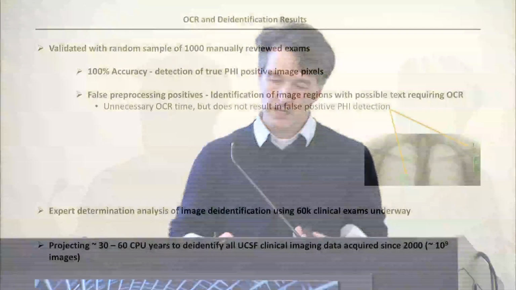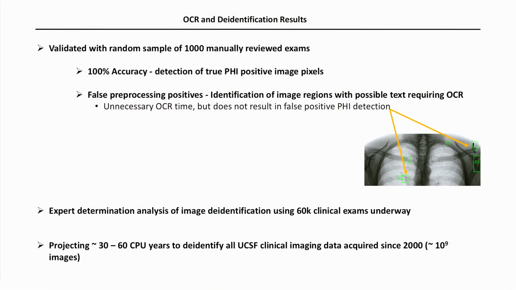So far, we've validated this pipeline with 1,000 manually reviewed exams, and we've achieved 100% accuracy in the detection of PHI in the pixels, which is good. We're getting a lot of pre-processing positives, which slows our pipeline down but doesn't affect our accuracy. And we're in the process of undergoing an expert determination analysis on our full pipeline using 60,000 randomly sampled exams from our clinical PACS. And we're projecting right now that it's going to take us between 30 and 60 CPU years to de-identify the entire clinical imaging record of data that was acquired since 2000. So, it's doable.